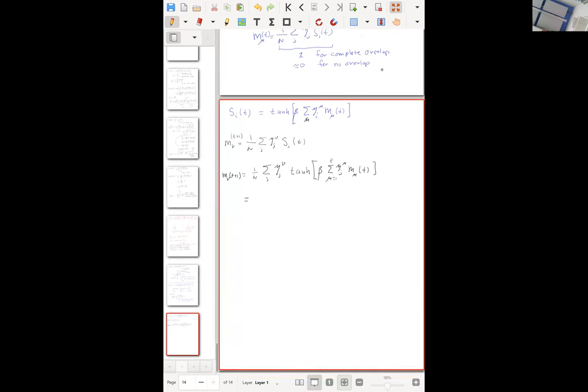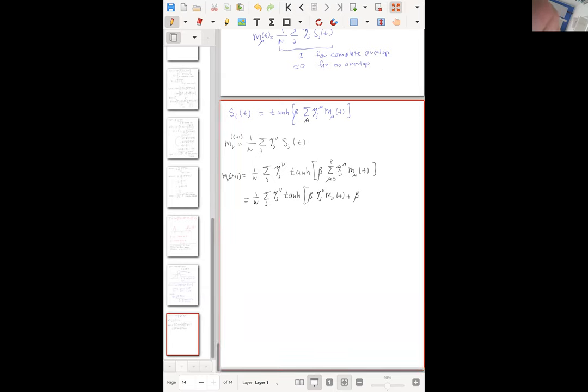But we're going to use the usual thing we do: 1 over n, the sum on j of eta j nu tanh beta, we're going to break this up. We're going to write eta j nu, m nu of t, plus beta times the sum, mu not equal to nu of eta j mu m mu. Okay.